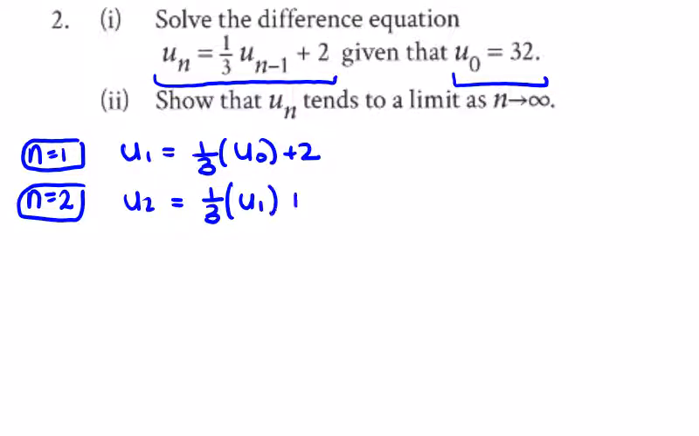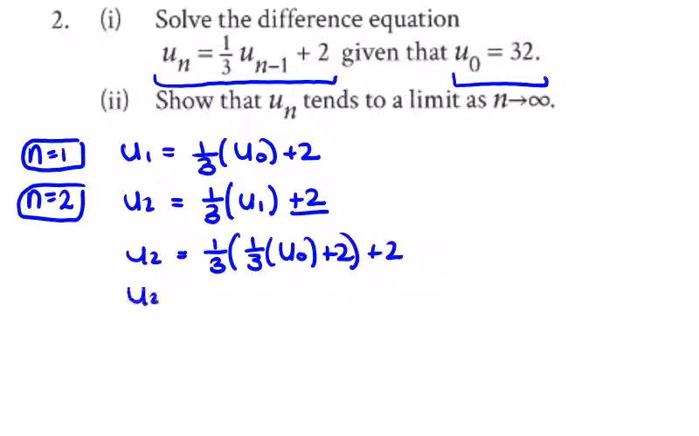Sorry, a third times u1 plus 2. And if I replace u1 with what's above, I'll have a third times u0 plus 2 inside, and this plus 2 at the end. So that's u2, which will be a third to the power of 2, it looks like to the power of n times u0, multiplying the bracket out, plus a third, I'm going to put the power in, to the power of 1 times 2, and then plus the 2 at the end.